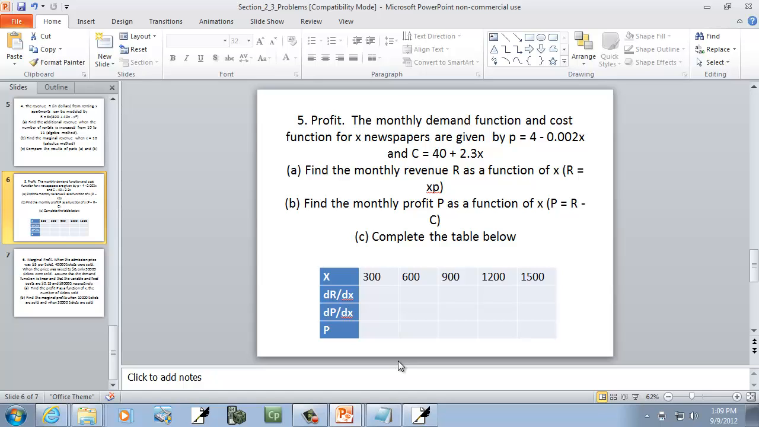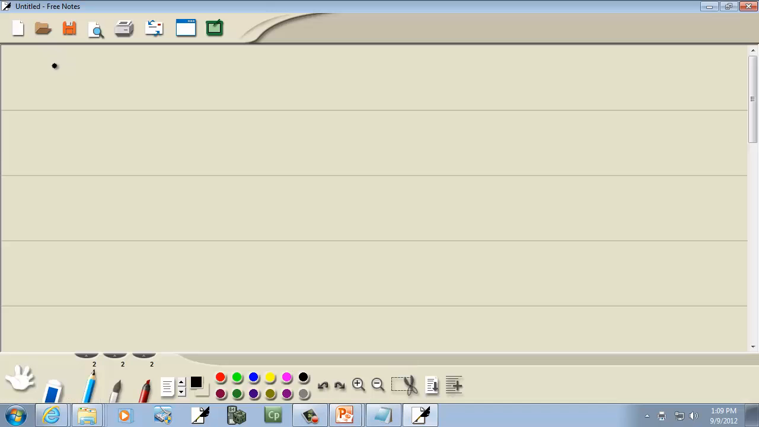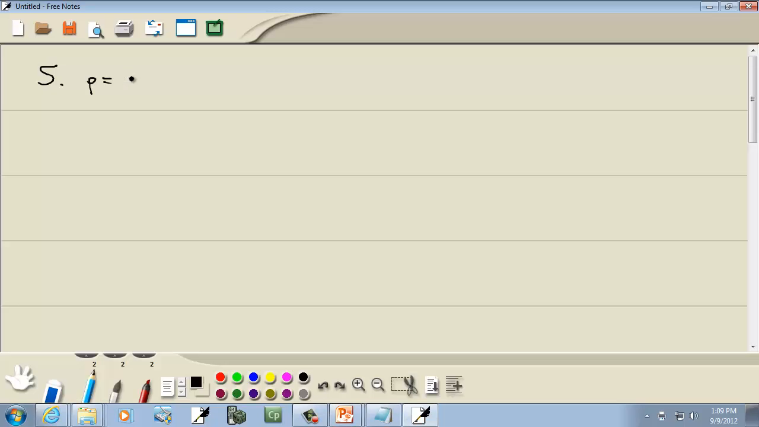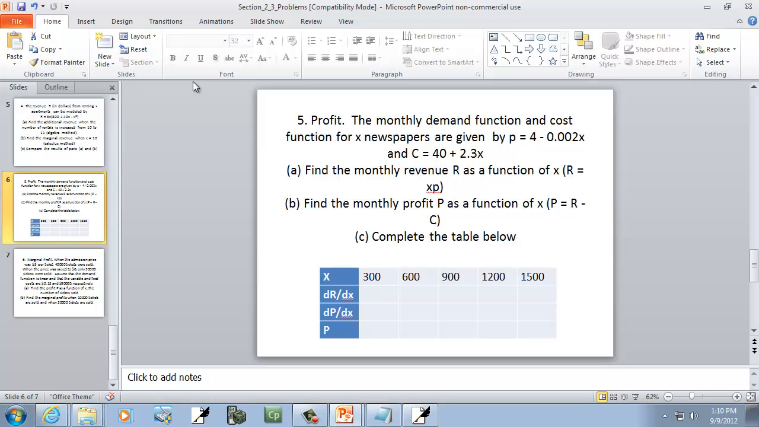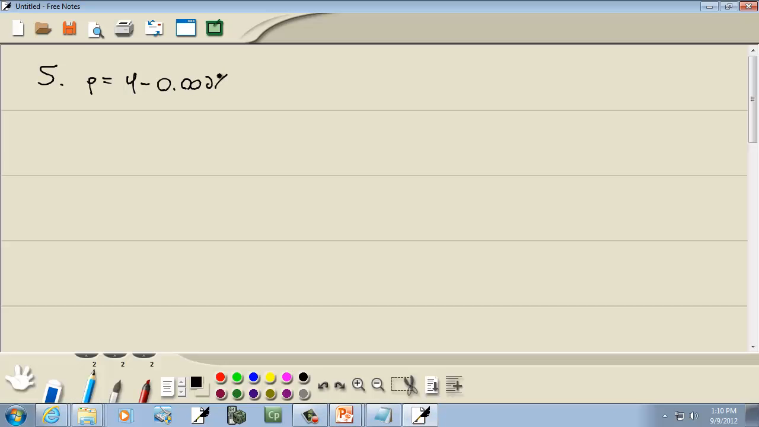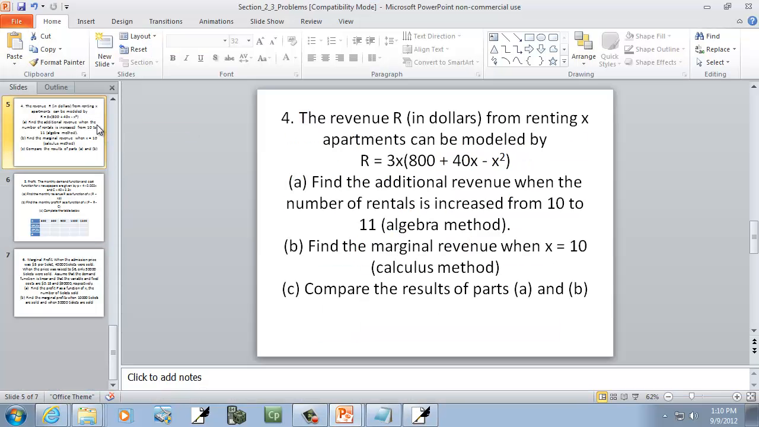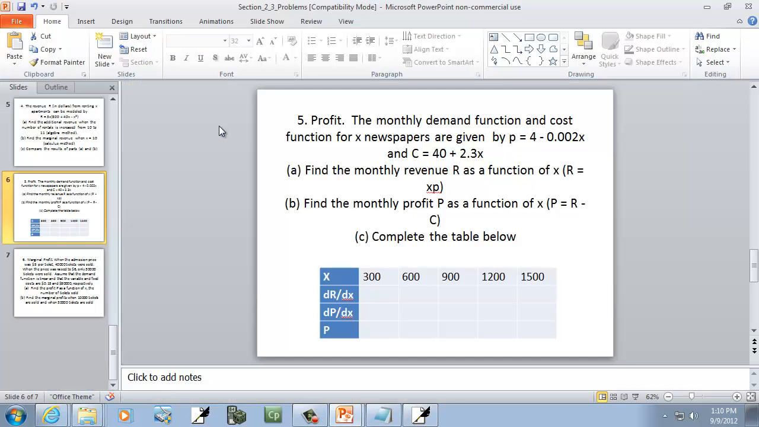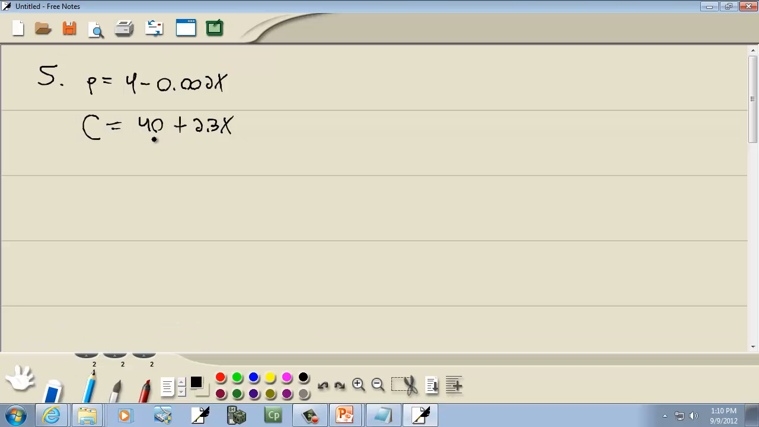Okay. The profit. The monthly demand function and cost function for x newspapers are given by these. So little p is equal to 4 minus 0.002x, and capital C is equal to 40 plus 2.3x. Now one thing I'll point out, 40 is our fixed cost, and the 2.3x is our variable cost. So depending upon how many units we have, we'll have to take 2.3 times the number of units.